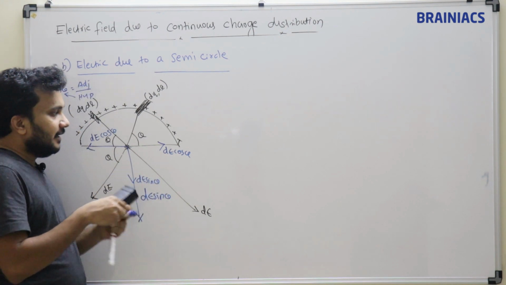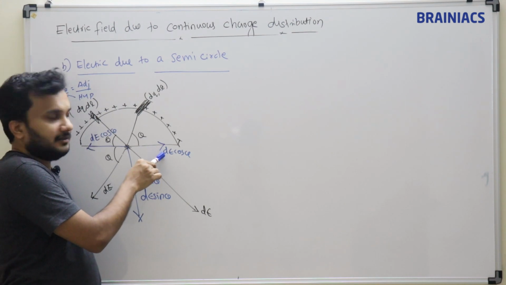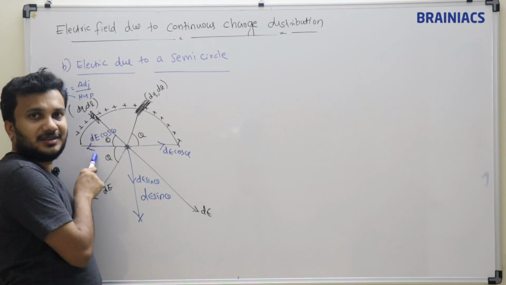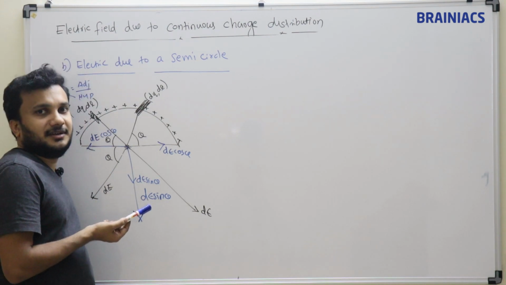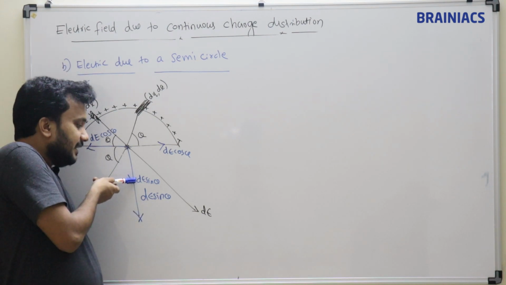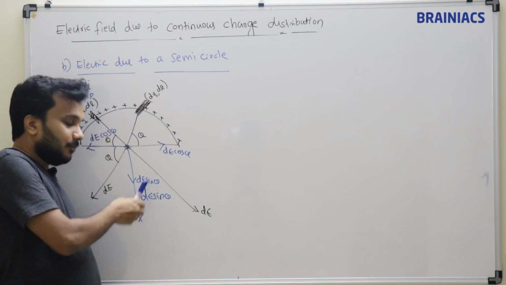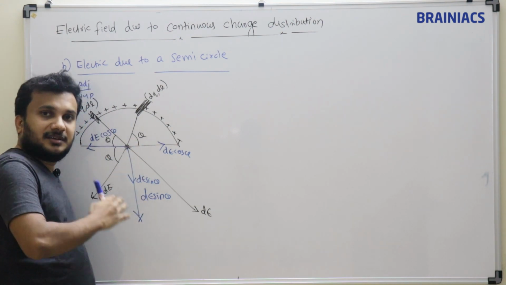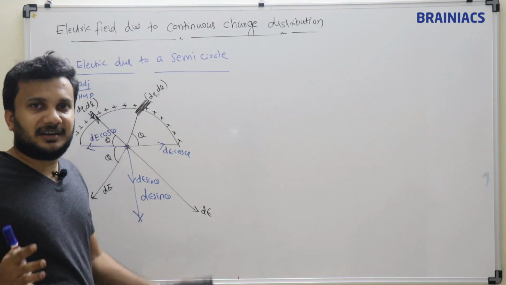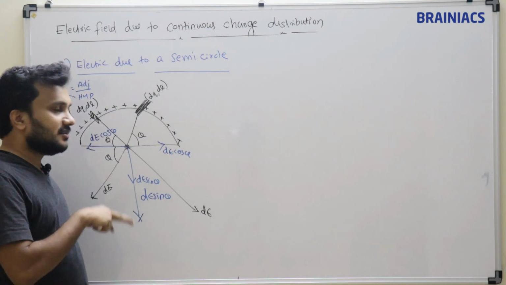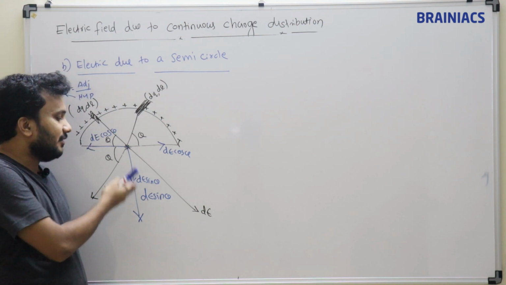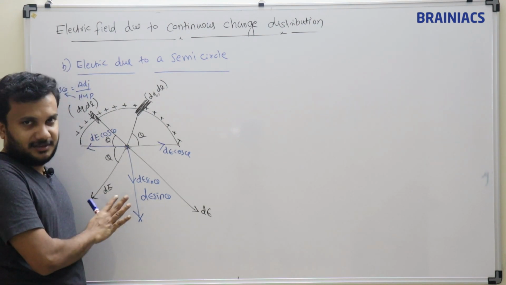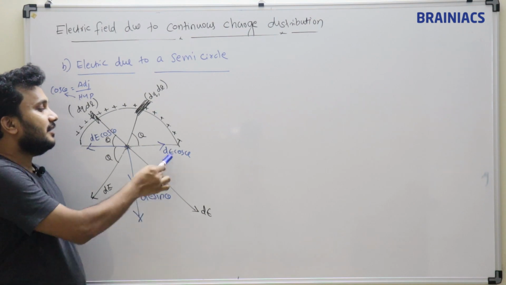So you can see dE cos theta here towards the right, and here also dE cos theta towards the left. Both are of equal magnitude, so both will get cancelled. Here the dE sin theta components are both in the same direction. If two vectors are in the same direction, what will we do? We'll directly add them. If two vectors are in opposite directions, what will we do? We'll directly subtract them. So here we will directly add these two vectors, and here it is opposite.